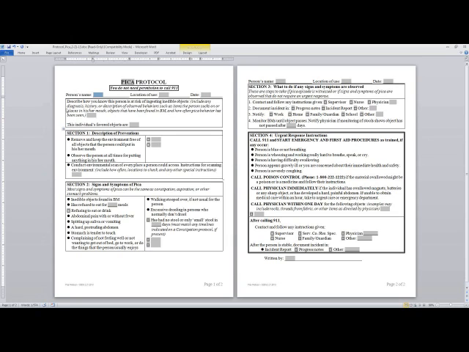So you're going to see that familiar description of the issue at the top. You'll see Section 1 is prevention, preventative steps. Section 2 has those signs and symptoms. Section 3, what to do if any signs and symptoms are observed. Section 4 has that urgent response instructions.